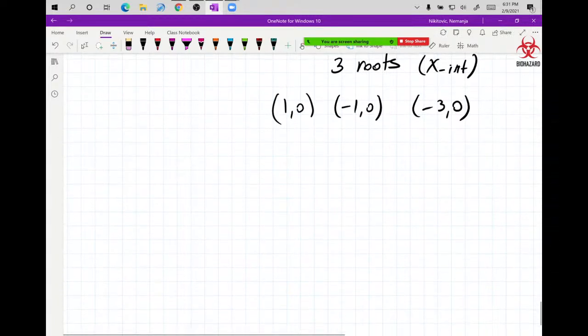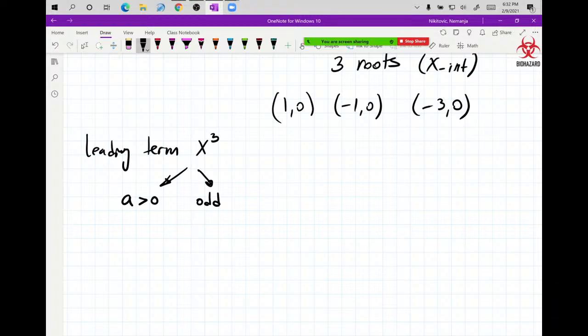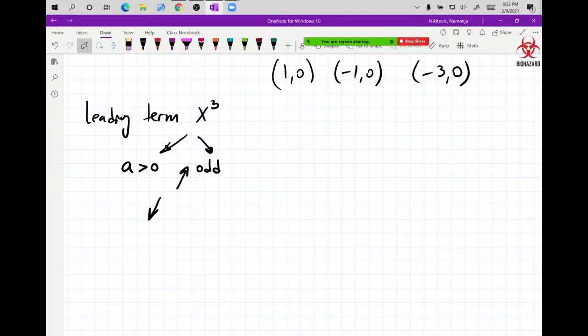I have a lot of information to graph this function. Let's see what I have. Leading term was just x cubed. That tells me that my a is bigger than 0 and my exponent is odd, which gives me the end behavior like this. And I also have the 3 x-intercepts and the y-intercept that I can graph, and then we can snake the function in between them.